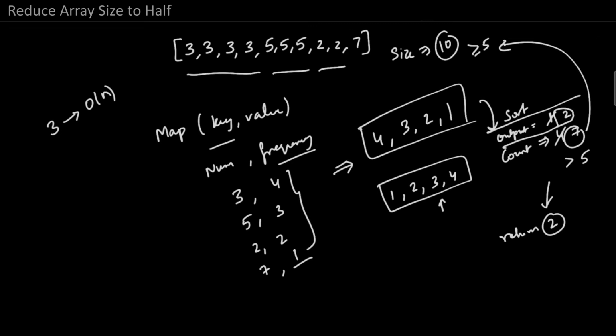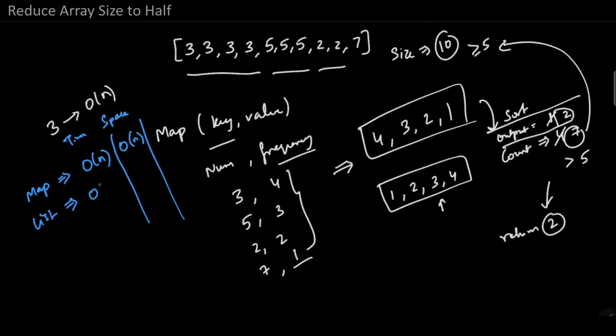I'll just point out the time and space complexity as well. So time will be, first we are iterating to get the map, that will be big O of n, plus then we are storing it in a list. I'll put time here and space here. Let me put here map big O of n, and then we are putting it in a list which will be big O of n.